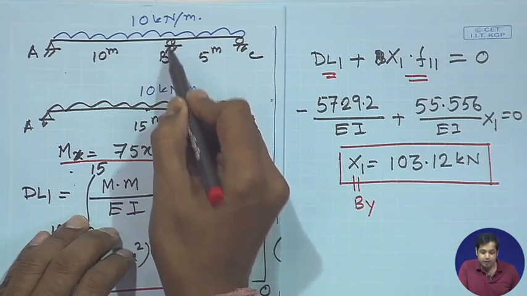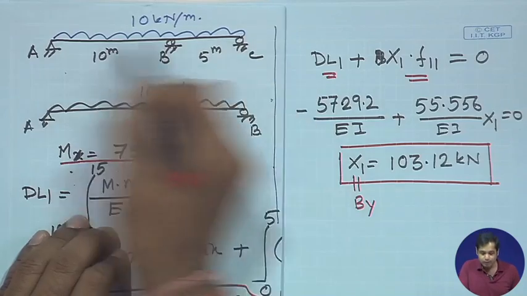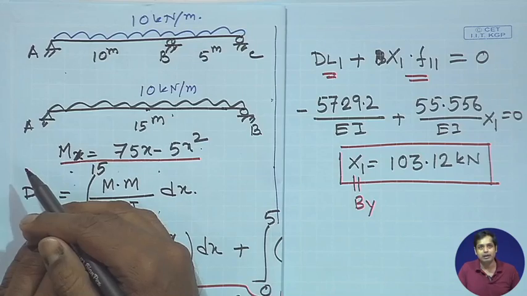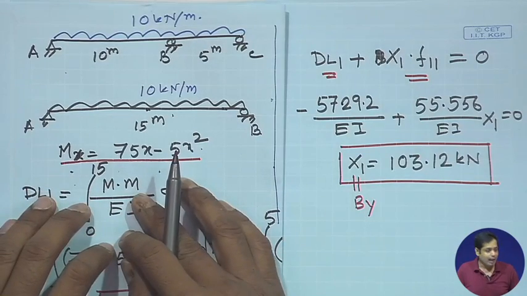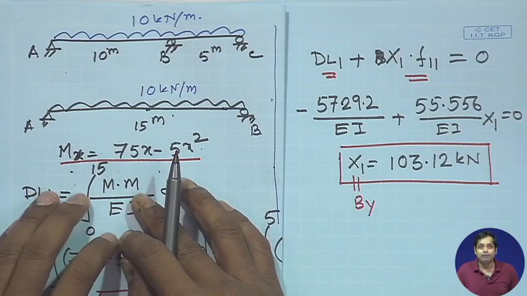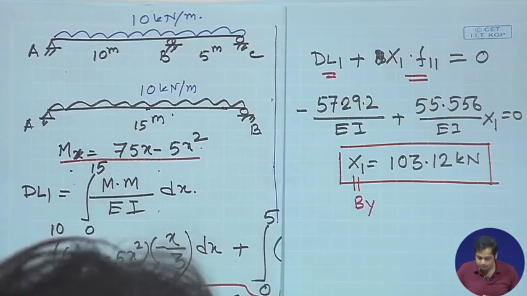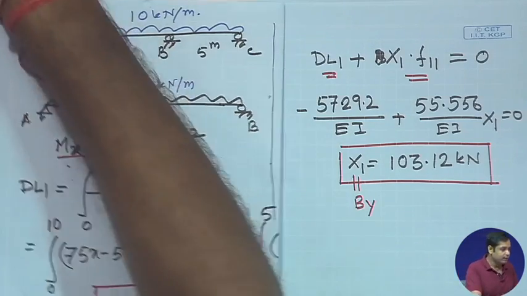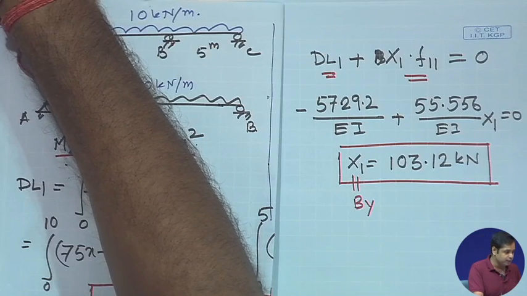Now, with the knowledge of the value of By, the structure becomes determinate. We can draw the free body diagram of the entire structure, apply the equilibrium condition, and then find out the other support reactions and member forces. Okay. Now, this is the first problem.